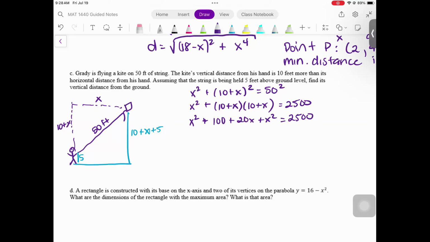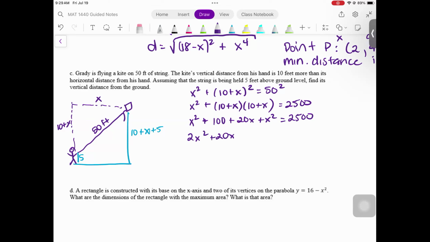Because we're looking at a quadratic, we see those x squared terms. When we simplify this equation, we want to set it equal to 0. So I'm going to do all of that in one time. If you're not comfortable with combining those steps, just take it a few steps at a time. So this is going to be 2x squared plus 20x. And then I'm going to subtract that 2,500.